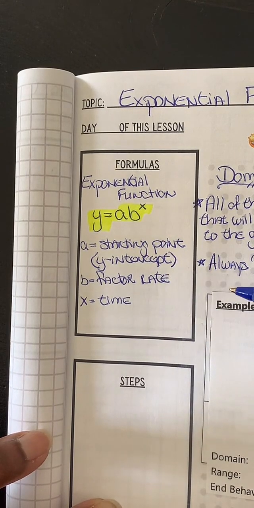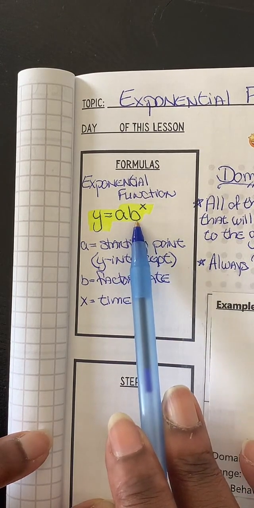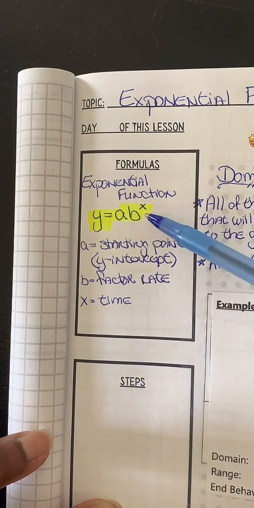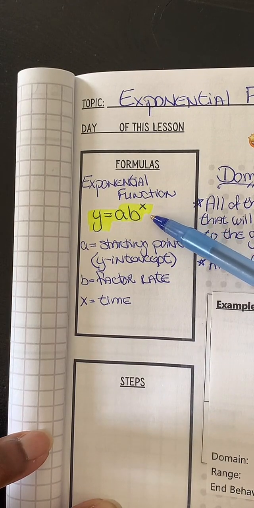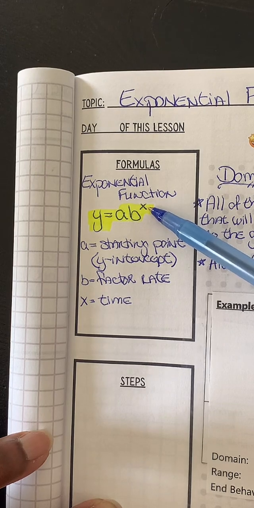If you're looking at a table and you notice the values are increasing by multiples of 2, that means you put your 2 right here for the factor rate. And the x is usually your time. Is it happening in 3 years? In 30 minutes, 20 days? That's usually your exponent, so you're looking at your terms.